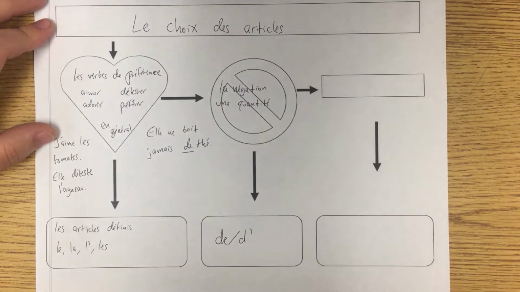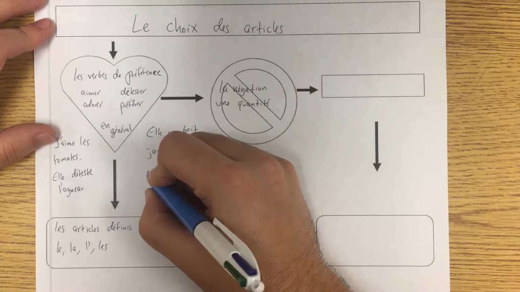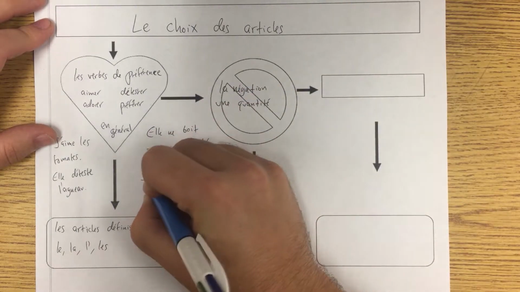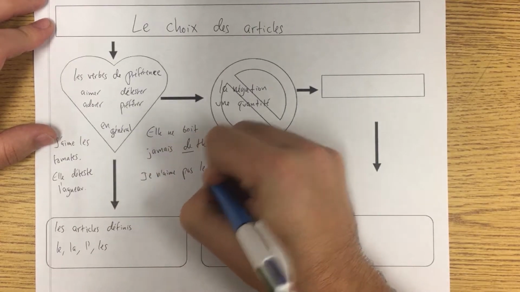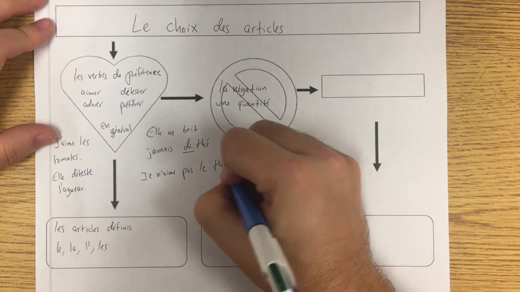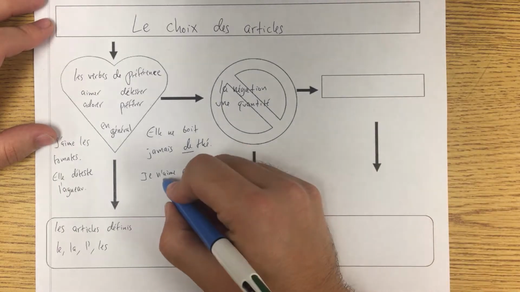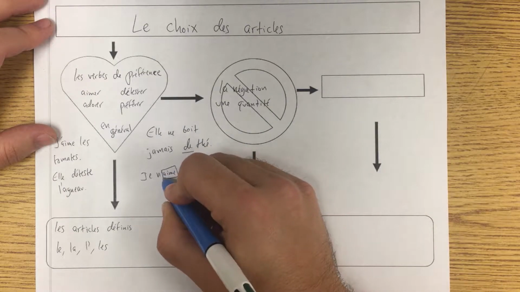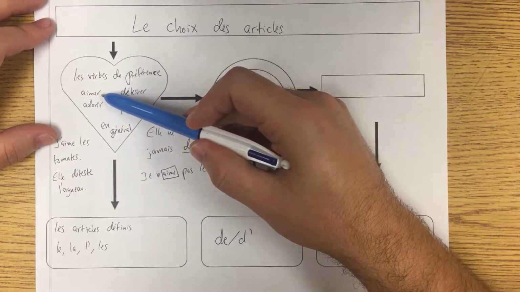I want you to look at one other example with une phrase négative. So if I wrote, je n'aime pas le thon. I don't like tuna. You may be looking at the sentence and thinking, Monsieur, that's not right. It's a negative sentence. We need to use de. The most important thing is you have to look at le verbe. Yes, it is a negative sentence, but your verb, aime, is un verbe de préférence.